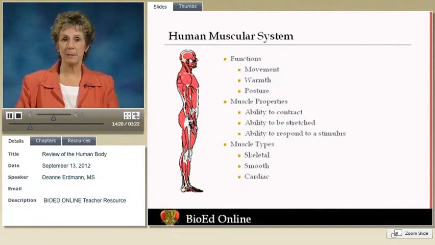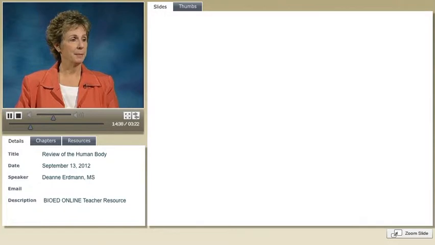When we look at the types of muscle that we have in the human body, we have skeletal, smooth muscle, and cardiac muscle, and we're going to look at those in detail in an upcoming slide.